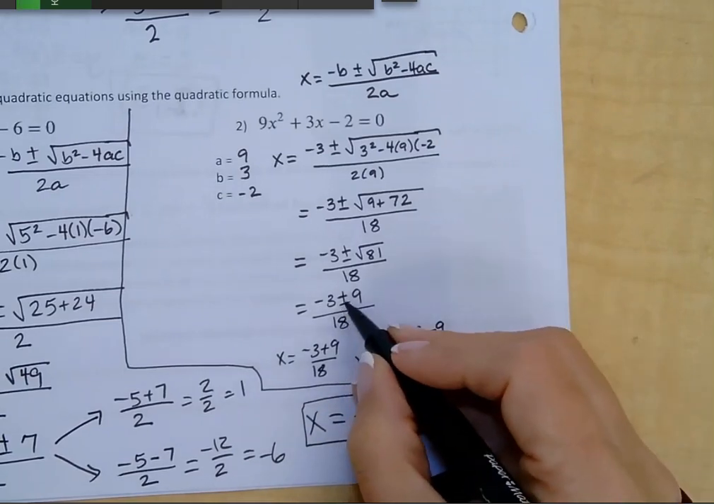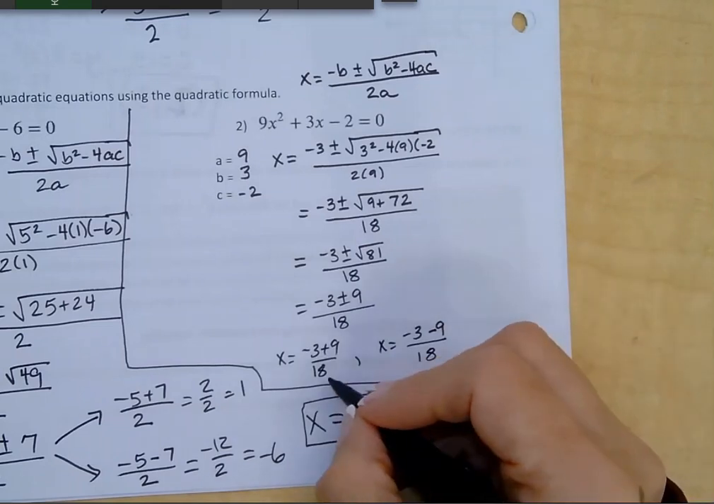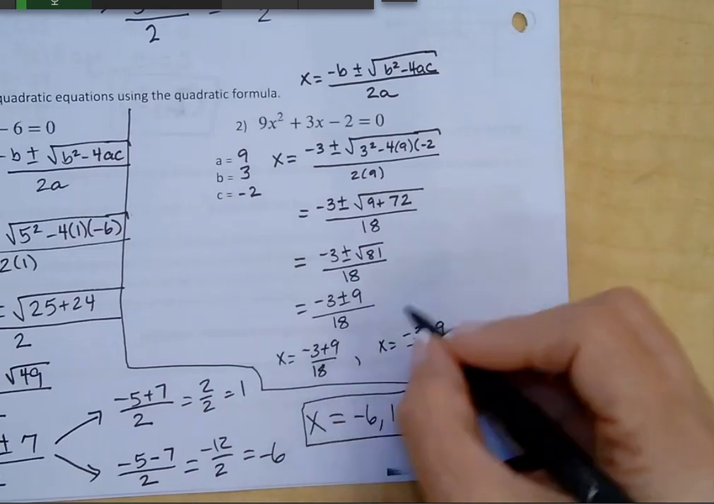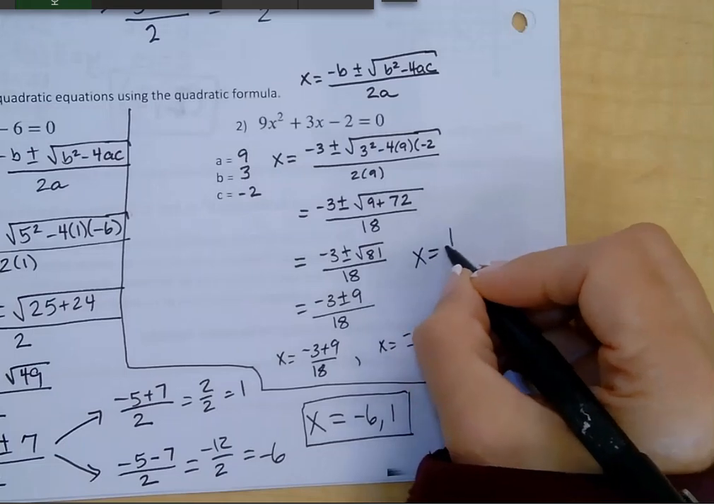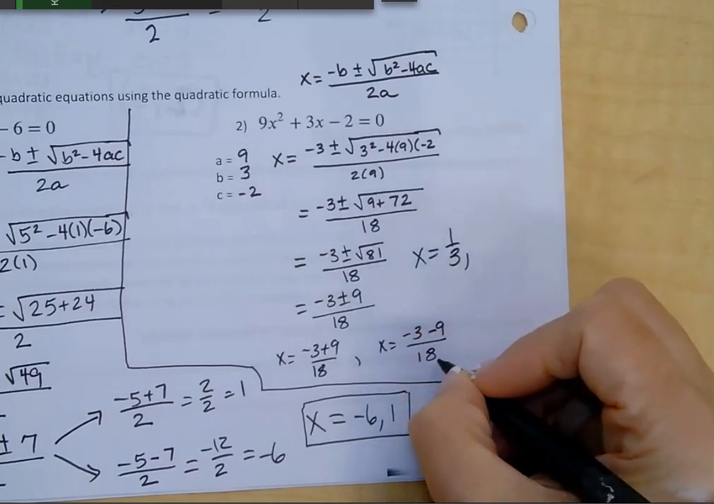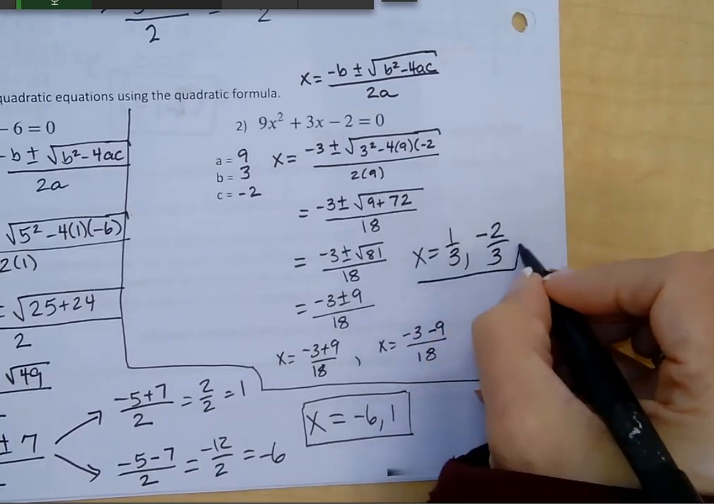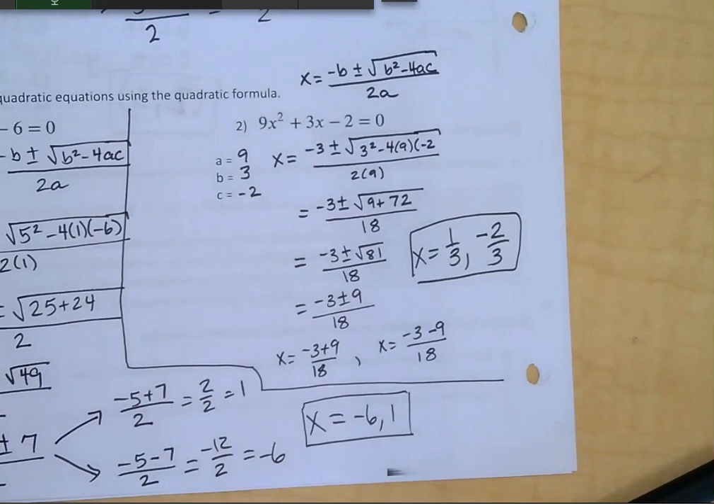So I split this up. One side I have plus and one side I have minus. Okay, so 6 over 18 is 1/3, and negative 12 over 18 is going to be negative 2/3. So I believe that's my answer.